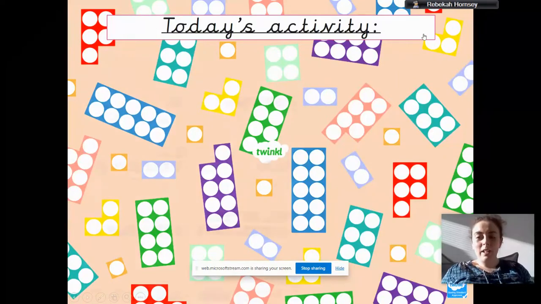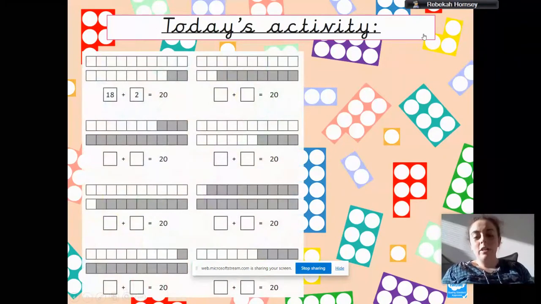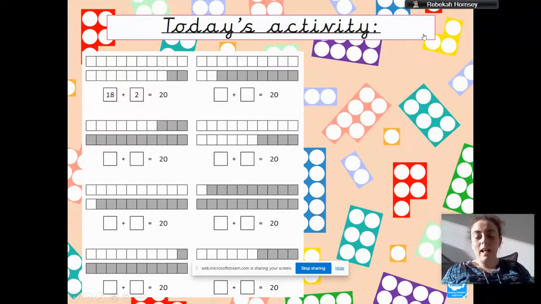Here are your activities for today. So you're going to need your worksheet or paper and pencil, and you might need some things to count if you've got some at home. So it could be Lego cubes, it could be buttons, bits of pasta, anything you've got at home that you can count. You'll need 20 of them.